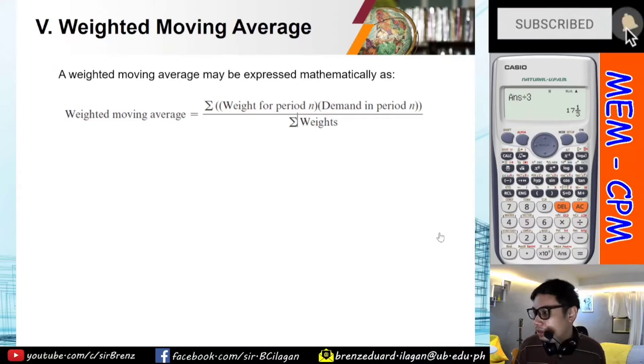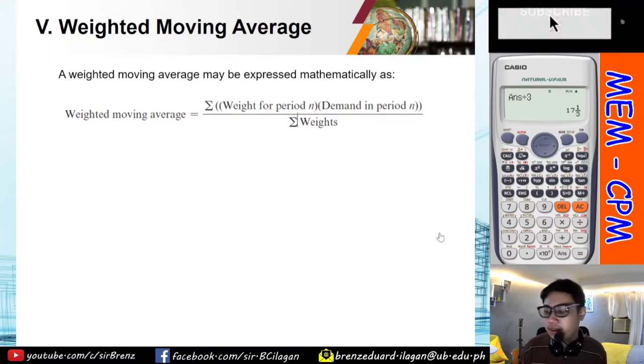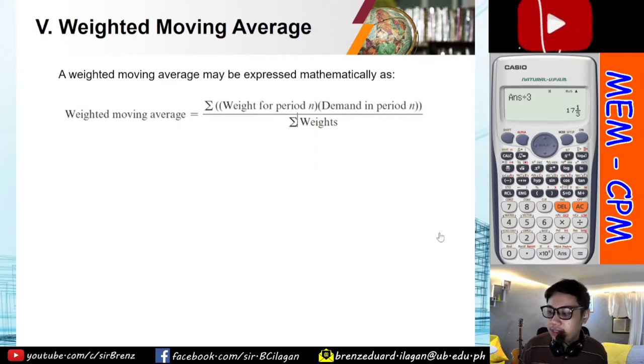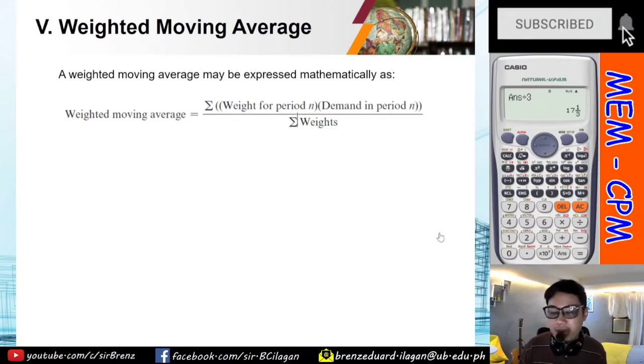Okay? So the choice of weight is somewhat arbitrary. So because there is no set formula to determine them. So tayo yung naglalagay ng value. Therefore, deciding which weight to use requires some experience. For example, if the latest month or period is weighted too heavily, the forecast may reflect a large unusual change in the demand or sales pattern too quickly. So kapag sobrang bigat naman, ayun nga yung nangyayari. Nagkaroon ng unusual change dun sa demand or sale.